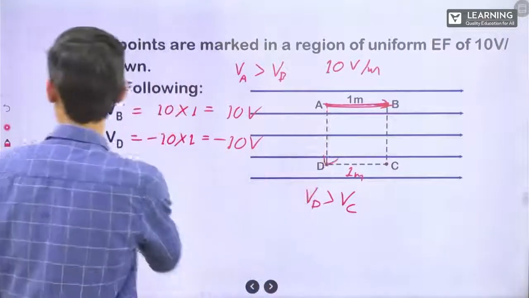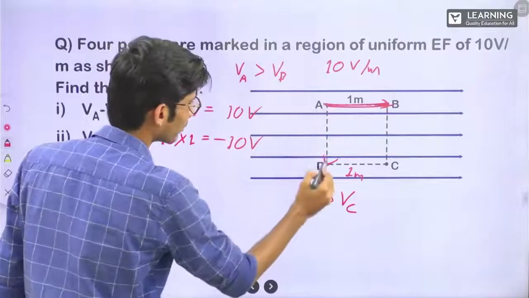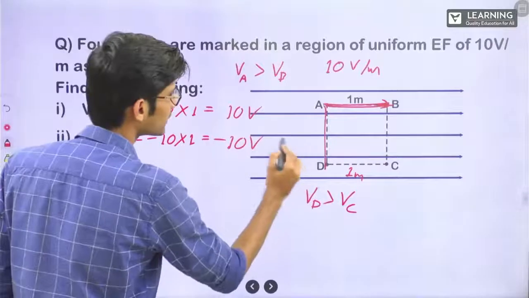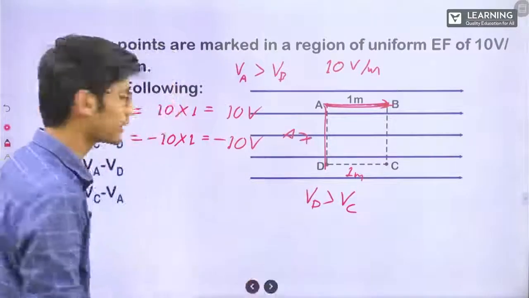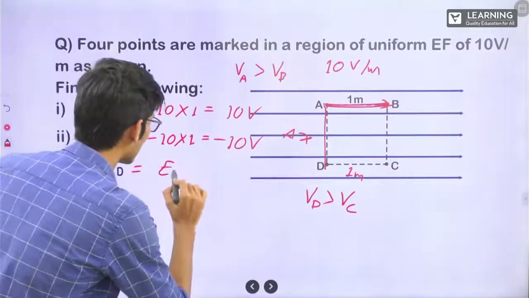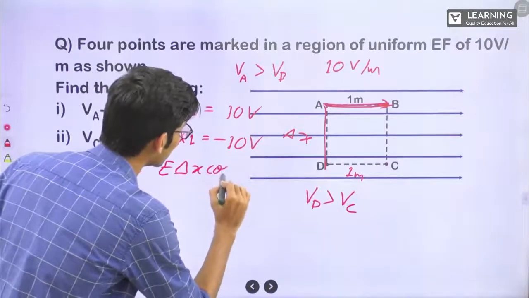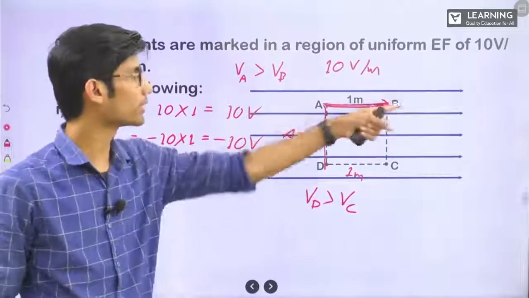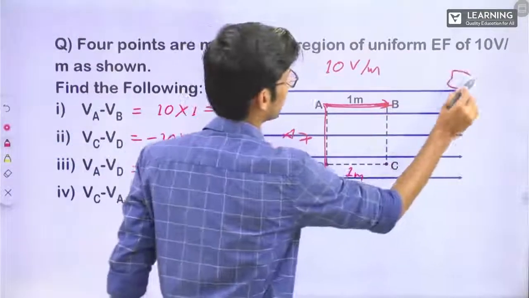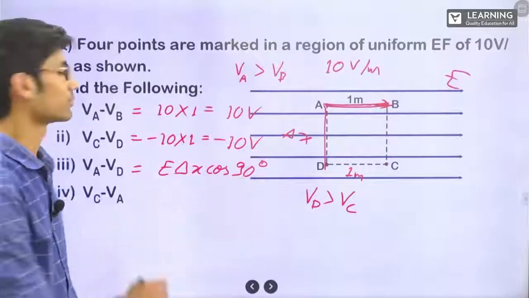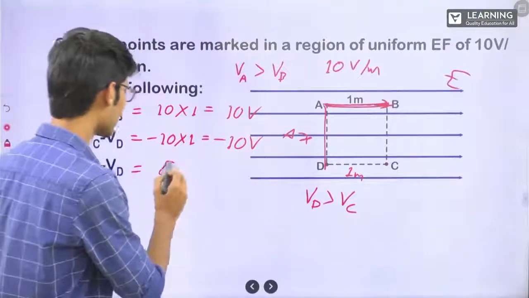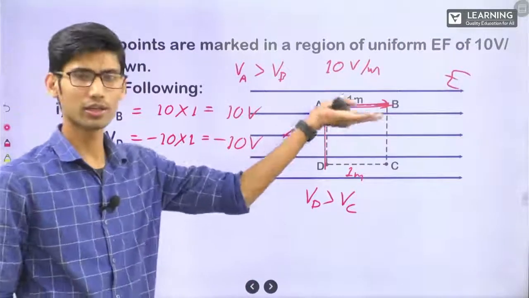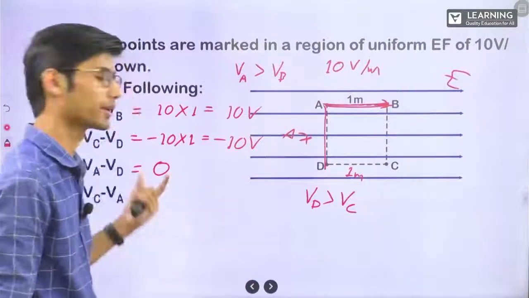Now here we are moving from D to A. This delta x is this 1 meter. E delta x cos 90. See the angle between electric field and delta x. So this will become as 0. Fine. Either you can understand it as an equipotential line, or you can do cos 90 E into delta x cos 90, then also you will get the answer.